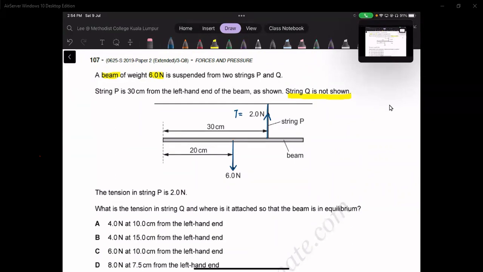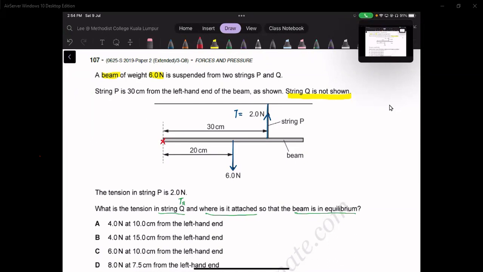Okay. What is the tension in string Q? Let's say this is T, TQ. And where should I put it so that the beam is in equilibrium? Okay, I guess the first thing is I need to choose a reference point or a pivot. And the easiest point to choose is here, because I know the distance from this point now.